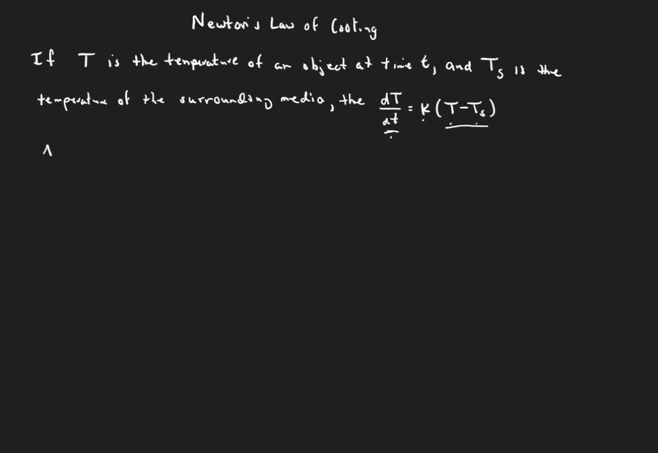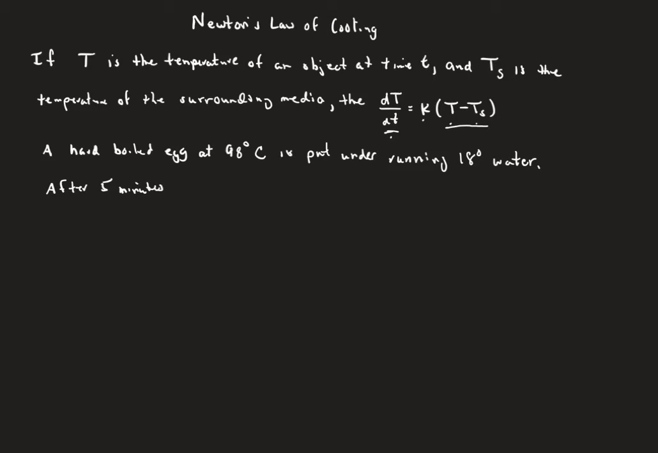So given that we have a hard-boiled egg at 98 degrees centigrade, it is put under running 18 degree centigrade, or Celsius if you prefer, water. After 5 minutes, the egg's temperature is 38 degrees.